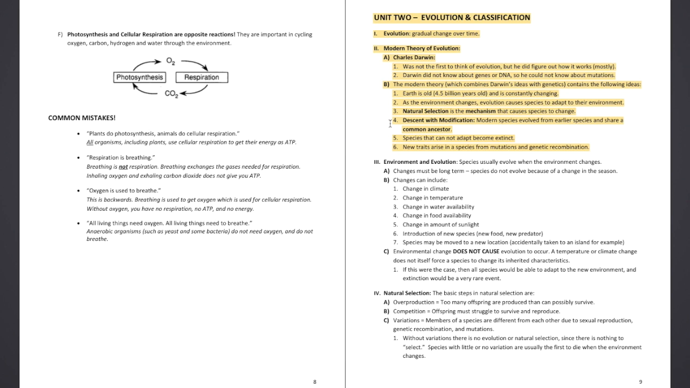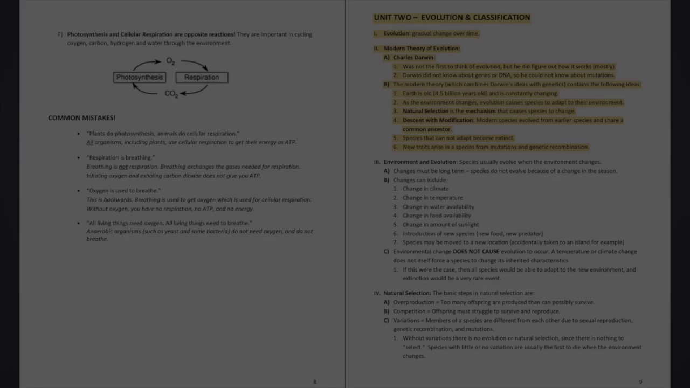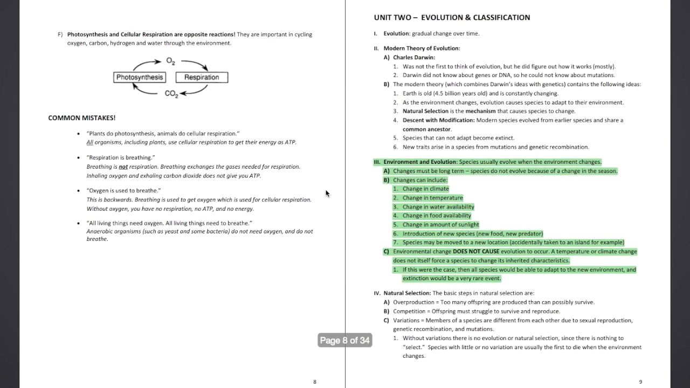4. Descent with modification. Modern species evolved from earlier species and share a common ancestor. 5. Species that cannot adapt become extinct. 6. New traits arise in a species from mutations and genetic recombination. 3. Environment and evolution. Species usually evolve when the environment changes.